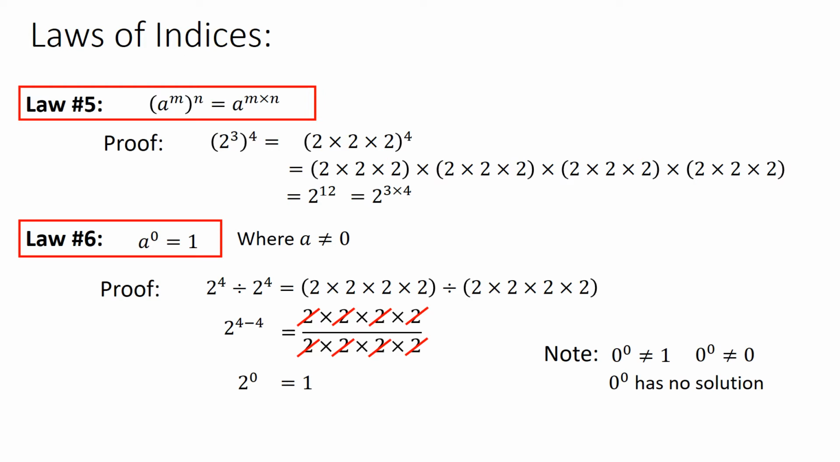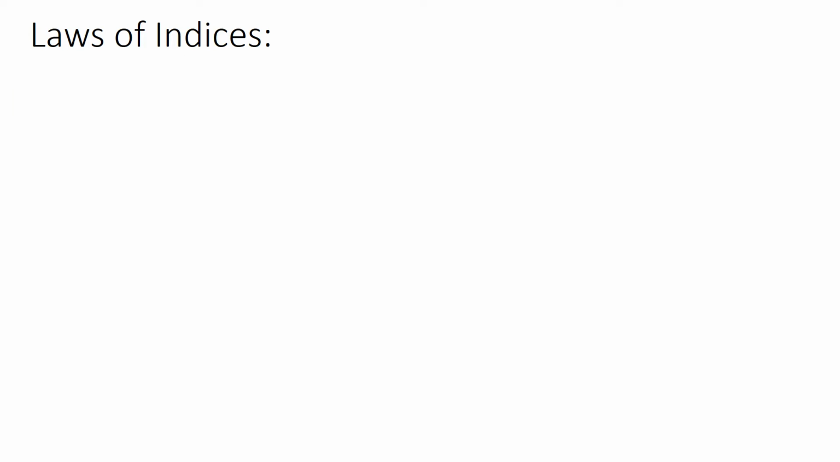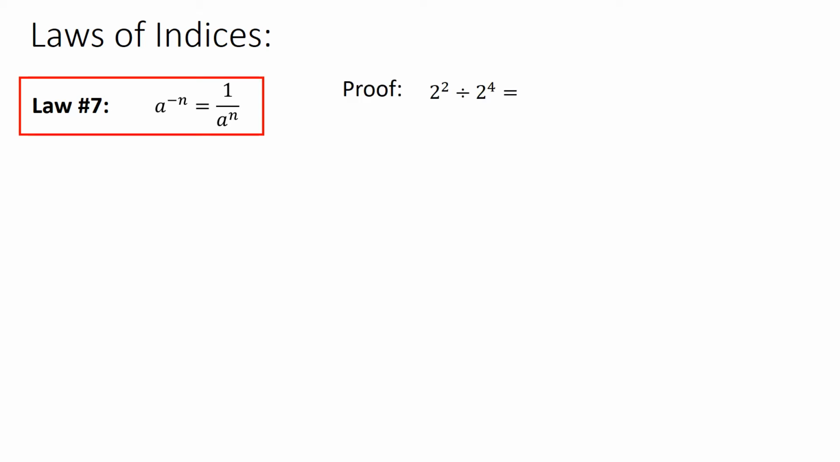Hence, 0 to the power of 0 has no solution. Law number 7. A to the power of negative n equals 1 over a to the power n. Now let's look at the proof.